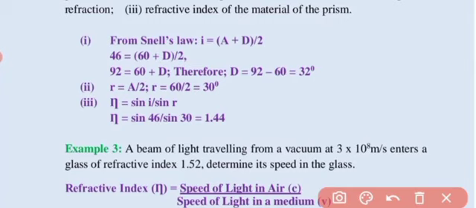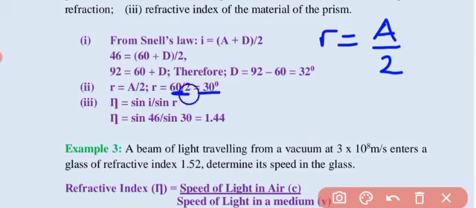Okay, in question number 2, we as well substituted A over 2 for r. That is, we equate r equals A over 2. And A, according to the question, is 60. 60 divided by 2 will give us 30 degrees. So that is what we did here.